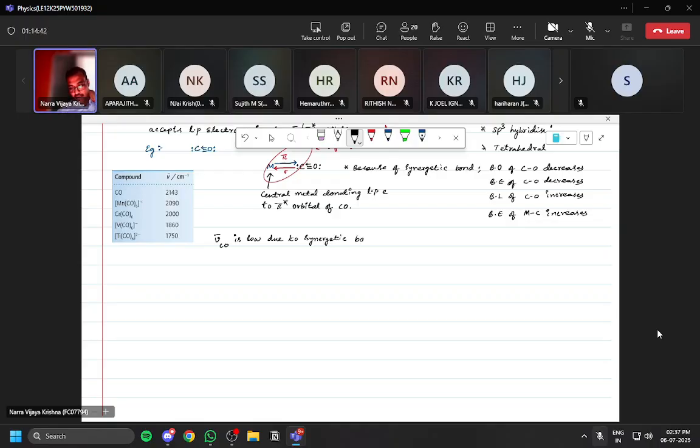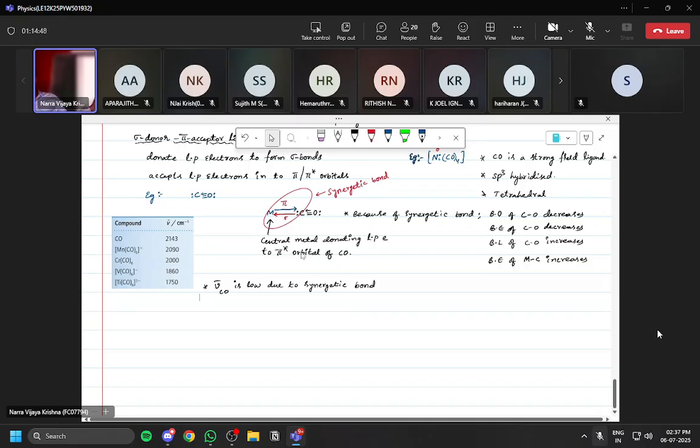Old JEE Advanced question, sir. Any questions in it? Sigma donor, pi acceptor ligands. Now, is there anything left? Sigma donor complexes is over. Pi donor complexes is over. Sigma donor, pi acceptors over. Pi donor, pi acceptors over. Right?